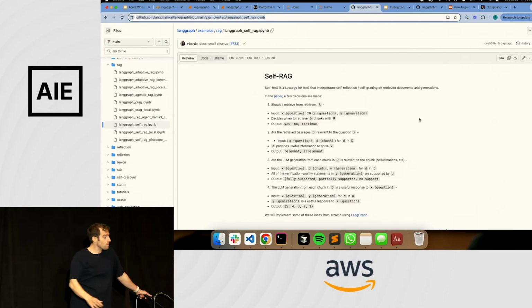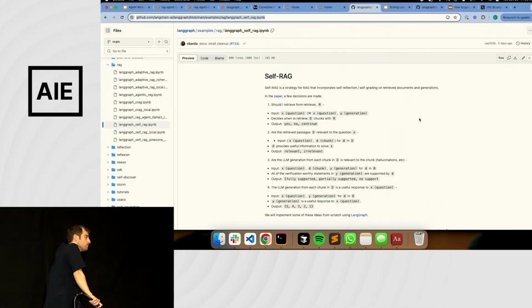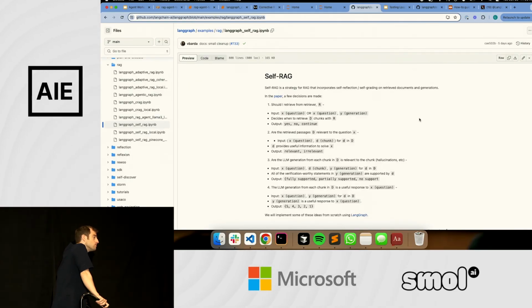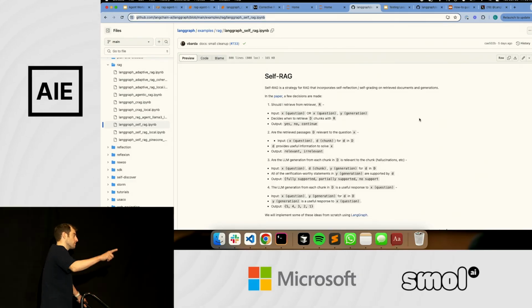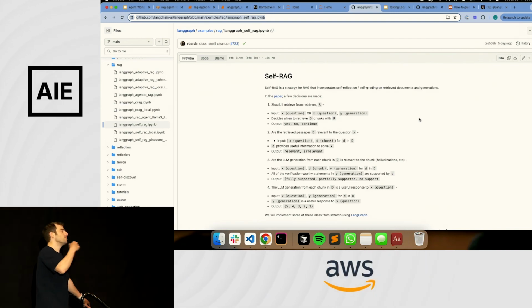Can you talk a little bit more about LangGraph checkpoint? Because I just saw that in the docs.